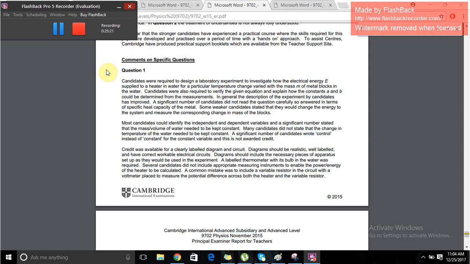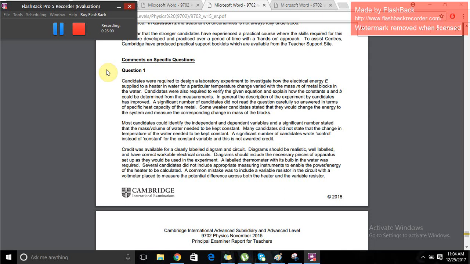In general, the description of the experiment by candidates has improved, which is a good thing. And a bad thing, because probably the marking would be more difficult. A significant number of candidates did not read the question carefully, so answered in terms of specific heat capacity of the metal, which wasn't really mentioned anywhere. Something you should have noticed and kept to yourself. Some weaker candidates stated that they would change the energy to the system and measure the corresponding change in mass, which is a bit sucky. For those of you who have read the nuclear topic, it may actually have made sense, except that those small changes could not possibly have been measured with a lab balance.